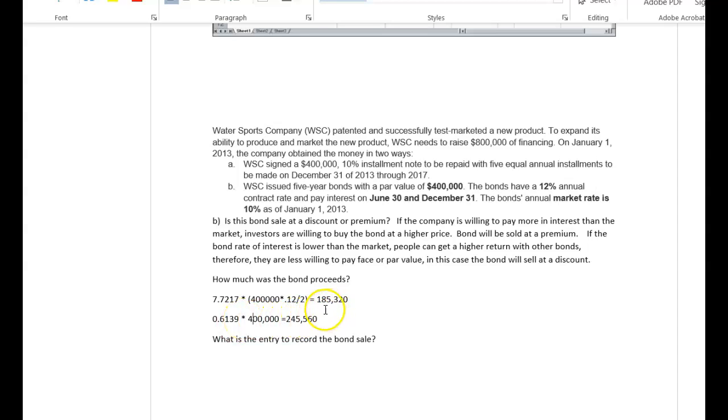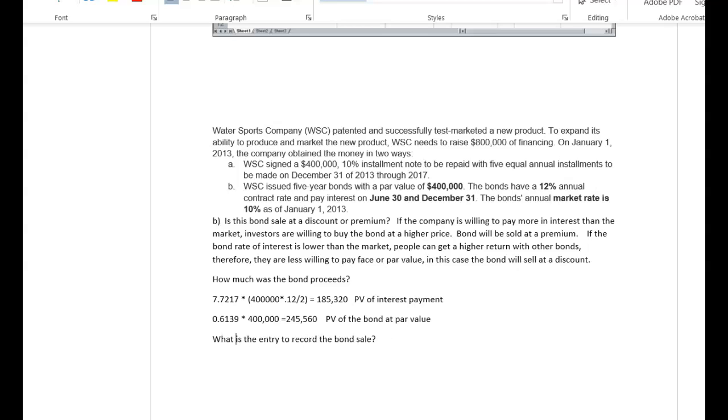In order to determine how much money was received, we want the present value of the interest payments that will be made, which is right here, present value of interest payments. And we want to know the present value of the bond at par value. Therefore, if we take the 245,560, oops, let me try this again.